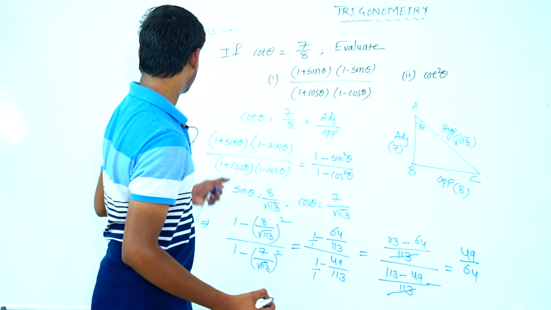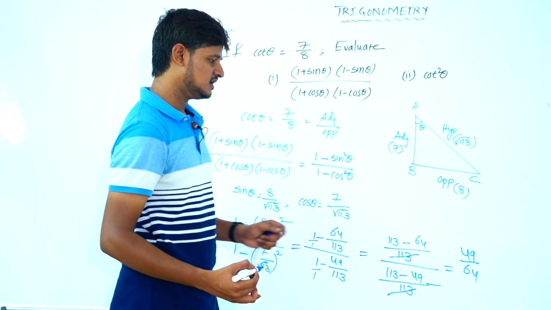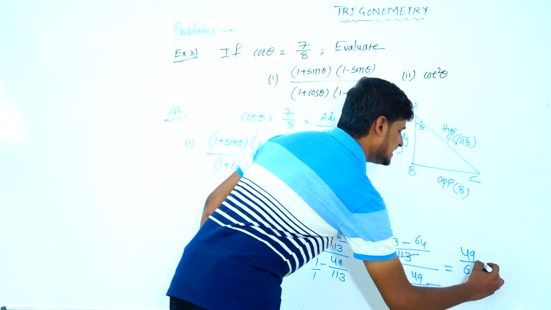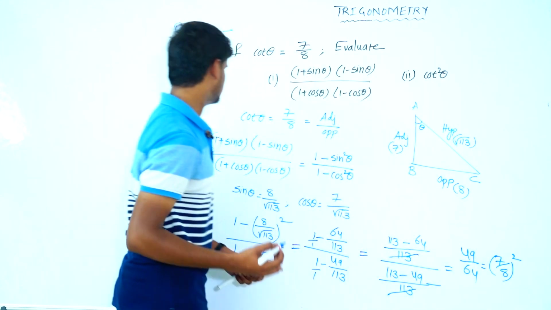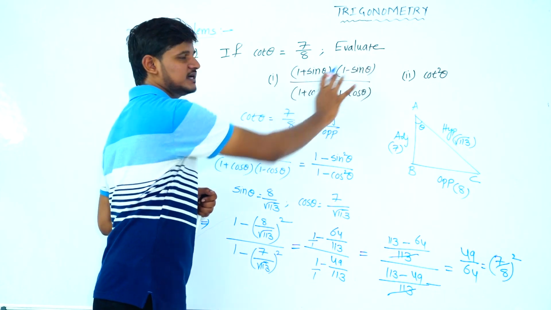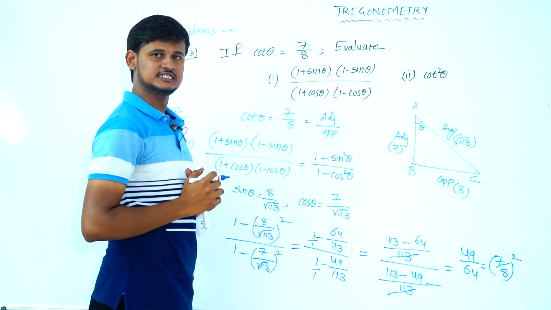So what is this value? (1 minus sin square theta) by (1 minus cos square theta) is equal to 49 by 64, or you can write it as (7 by 8) whole square. So this is how we find the value of (1 plus sin theta) into (1 minus sin theta) by (1 plus cos theta) into (1 minus cos theta).